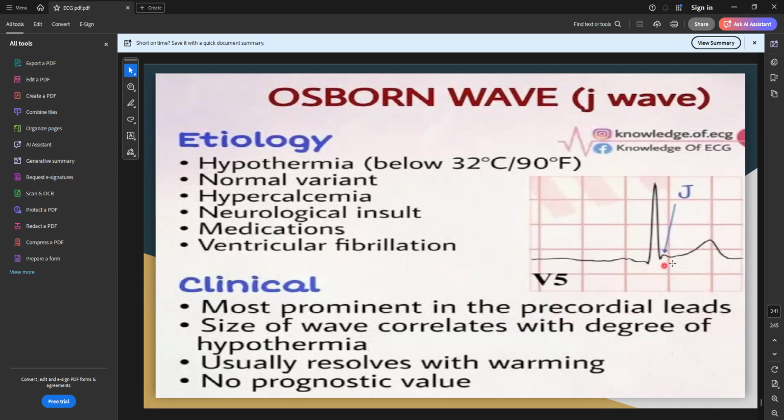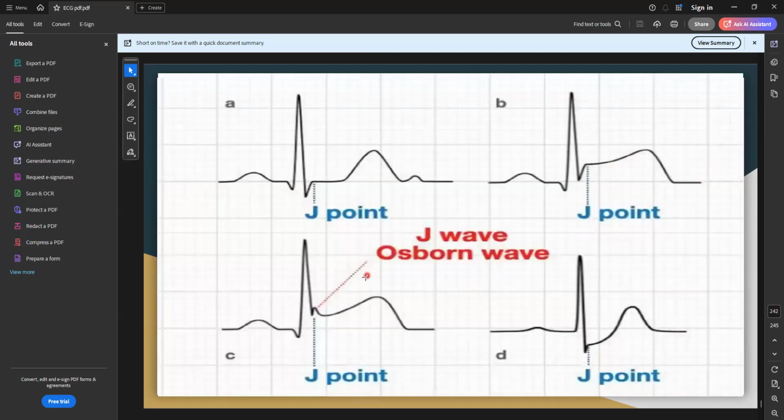This is lead 5 showing the Osborne wave. This is the Osborne wave. Here you can see this is the Osborne wave. Usually it resolves when it occurs in hypothermia. It doesn't have any prognostic value. You can see here the Osborne wave. This is the J point. Here you can see the Osborne wave. This is the elevated ST segment. Here is the elevated ST segment along with the Osborne wave.